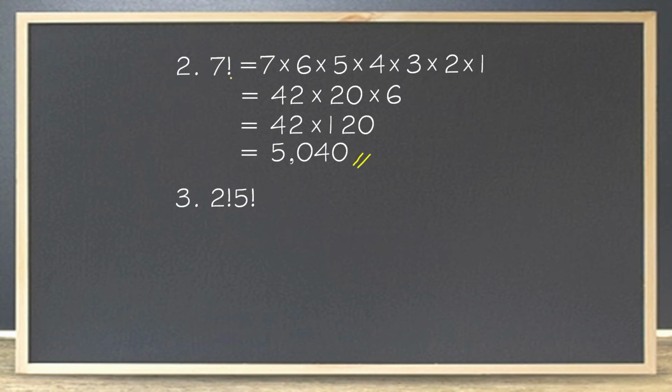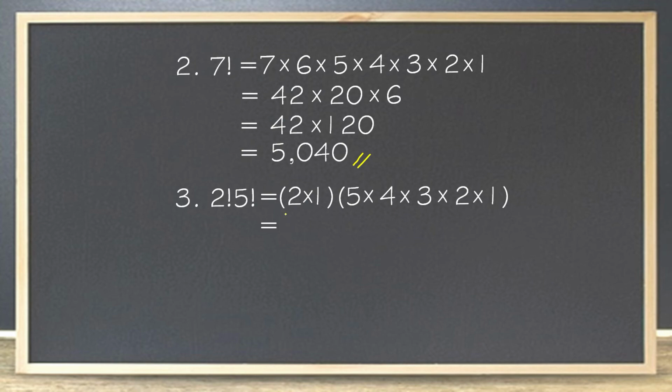Okay, so let's see number 3. Number 3 is 2 factorial times 5 factorial. So we are going to find the factorial of 2 and multiply it by the factorial of 5. So the factorial of 2 is just 2 times 1. So you open your parentheses and you have 2 times 1. Open the next parenthesis: 5 times 4 times 3 times 2 times 1.